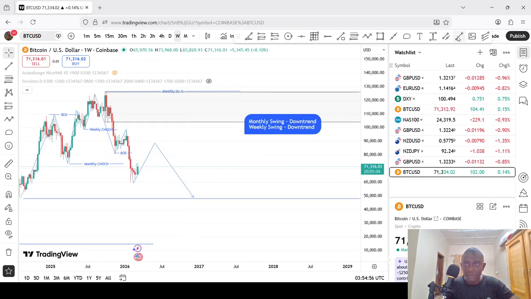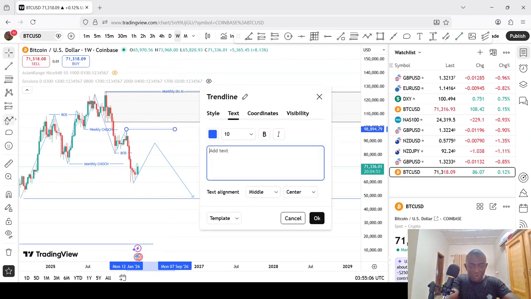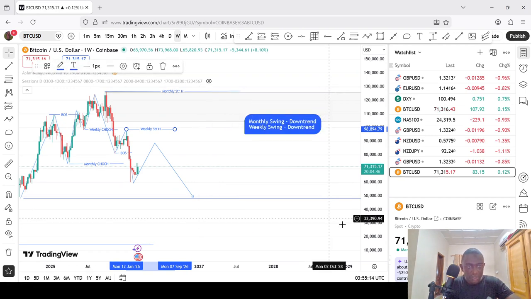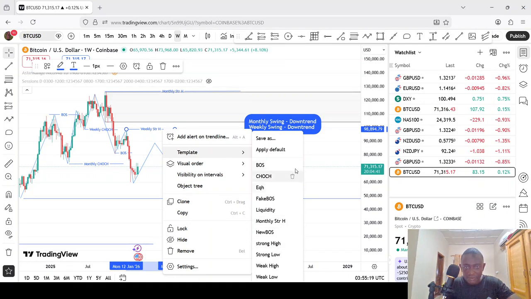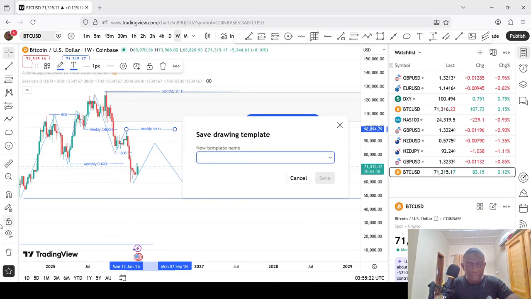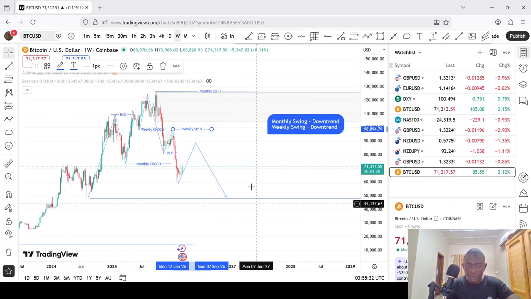Okay, so I will just mark here too, this will be our weekly strong high, strong edge. You get it? And save it as a template because we will need it next time. Save as weekly strong high. I have it like this, which is good.